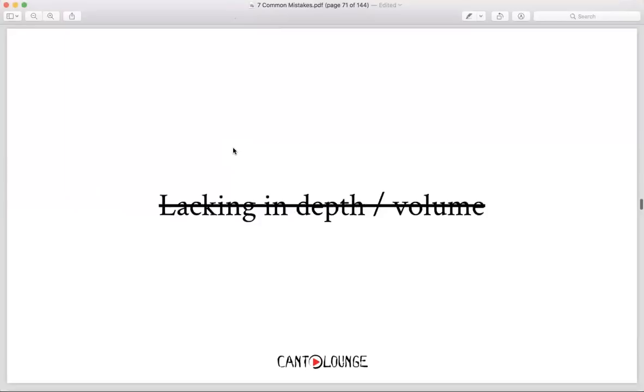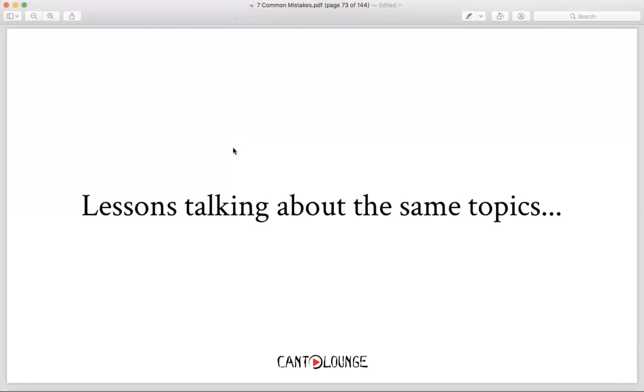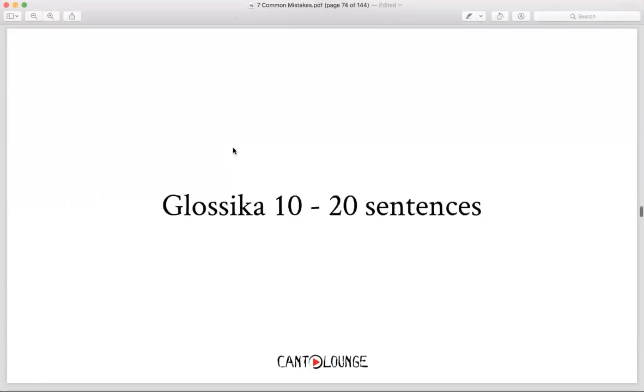Solution number 2, for lacking depth or volume. So what can we do about that? For example, if you're learning Cantonese via lessons, doing a lesson a week, and you feel like you're talking repeatedly about the same topics over and over again. Or maybe you're working with Glossica, doing 10 to 20 sentences a day, which is actually quite admirable. I don't think I have it in me to do Glossica at that velocity or degree of consistency. I know someone who has, so kudos to them, or to you guys if you're doing that.